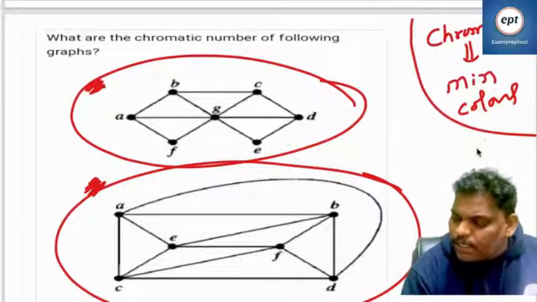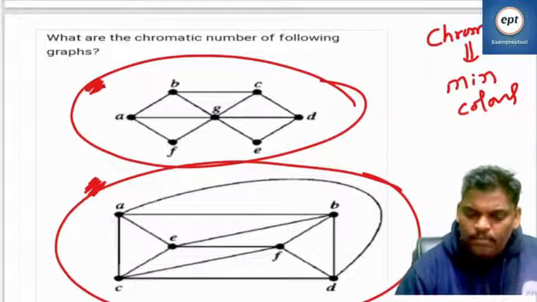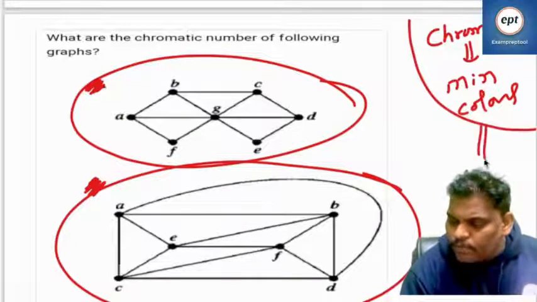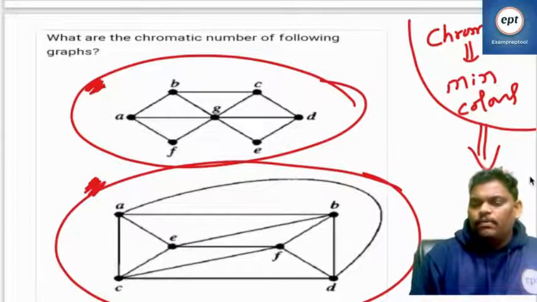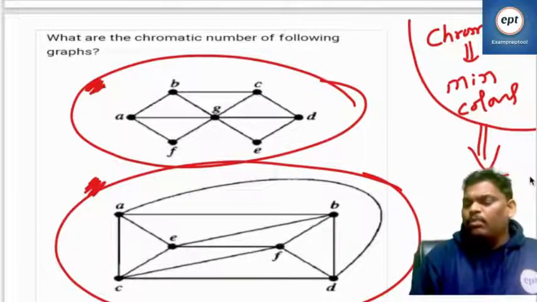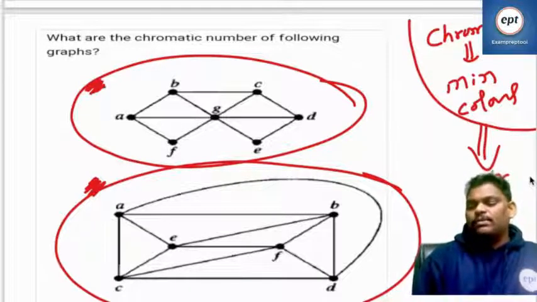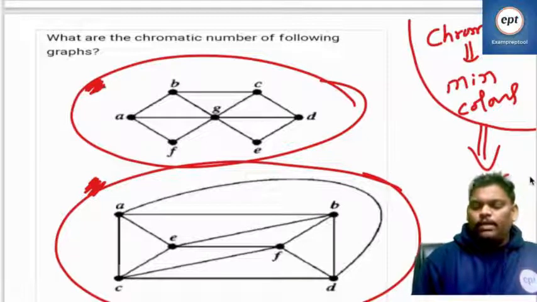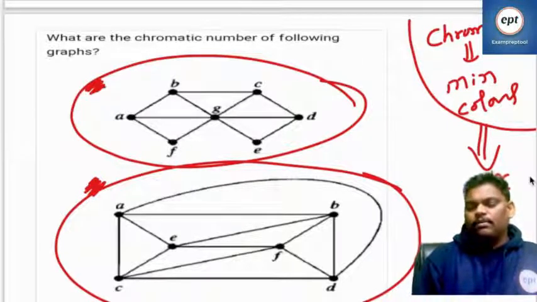Remember, this is an NP complete problem. It is an NP complete problem, which means there is no algorithm. Chromatic number means the minimum number of colors to find out. There is no algorithm, so it is an NP complete problem. So remember everyone, a triangle will take 3 colors.